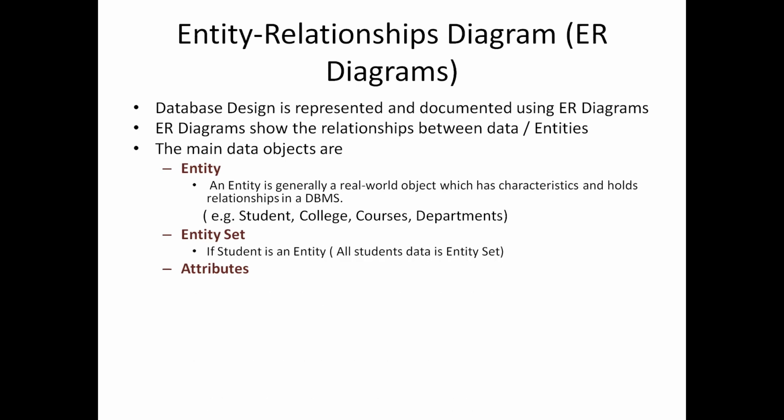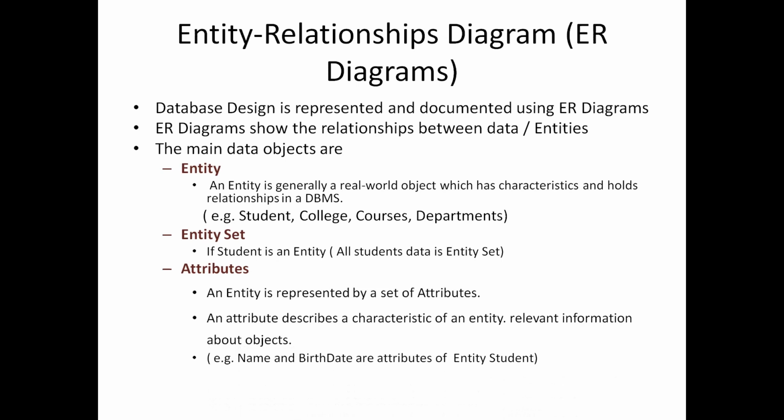And then there is something called an entity set. If a student is an entity, all the students' data in that entity becomes an entity set. So one student is one entity, but if there are like 100 students in the college or in a class, that becomes your entity set. And attributes, of course, we talked about: the roll number, the name, the age, and things like that. Each entity will always be represented by a set of attributes, and they are characteristics of that entity with relevant information about that particular object.